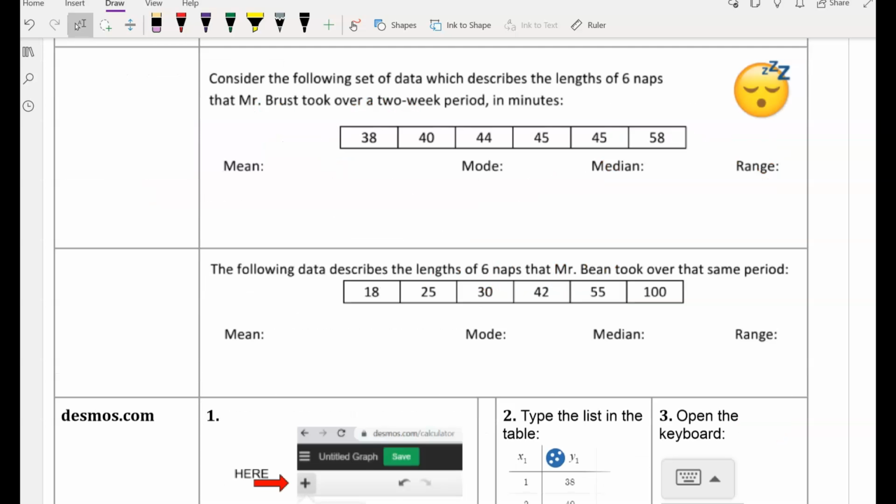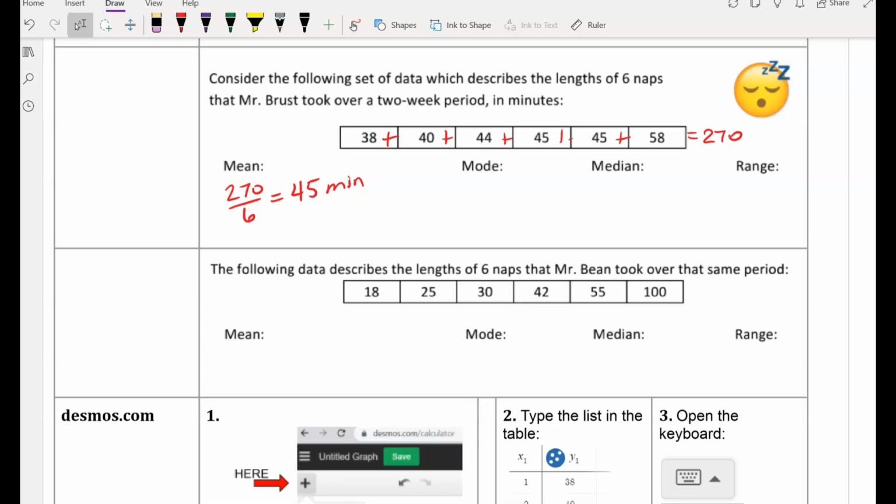Let's look at a set of data which describes the length of 6 naps that Mr. Bruss took over a 2-week period. This data is given to us in minutes. To find the mean, we're going to add up all the values in the list, and when we add these up, it equals 270. And then we're going to divide by the number of naps that he took. So 270 divided by 6 gives us 45. So the average length of his nap is 45 minutes.